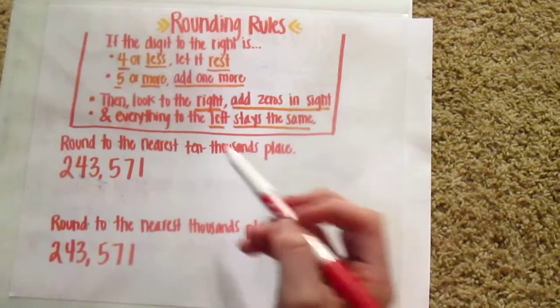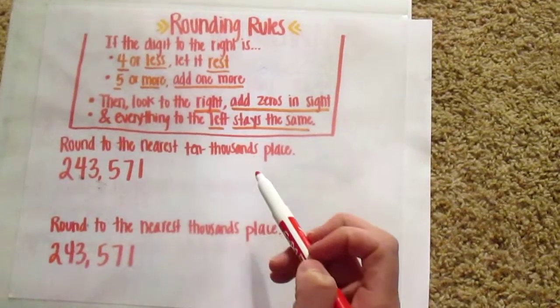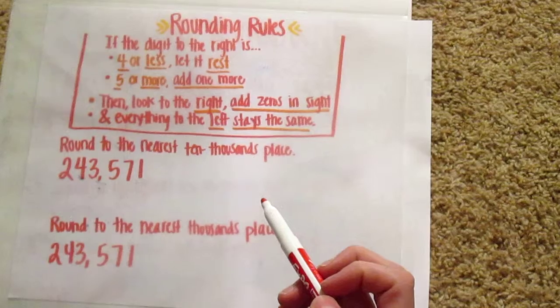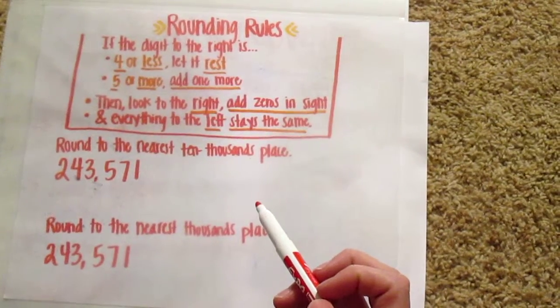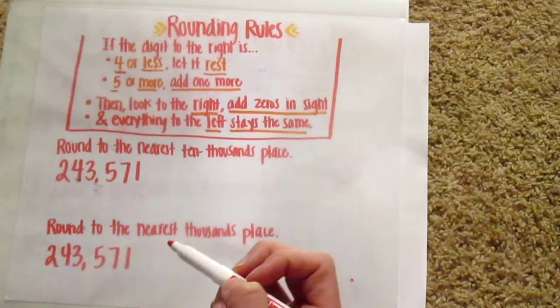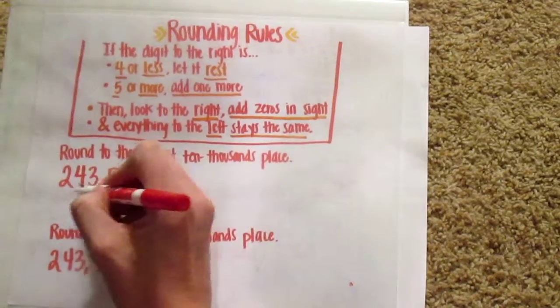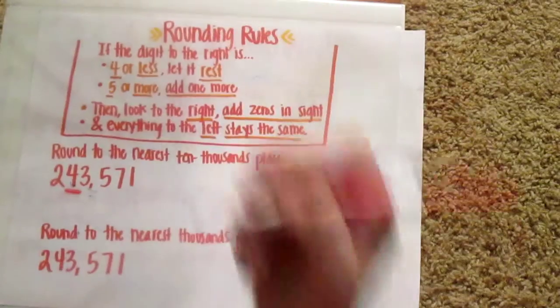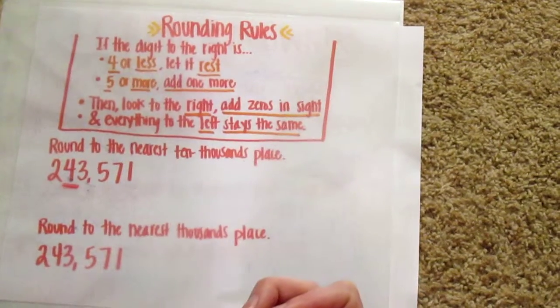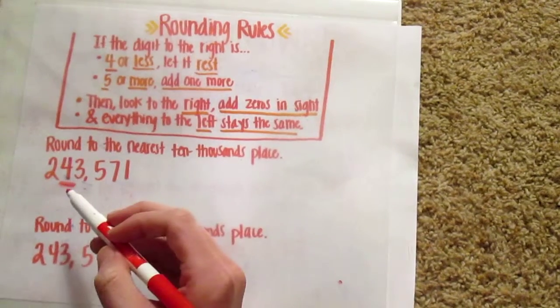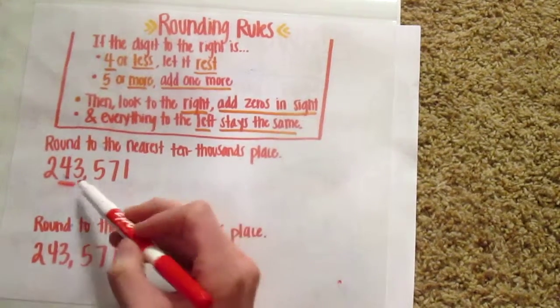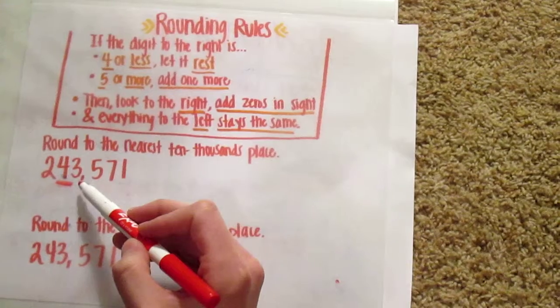So the example says, round to the nearest 10,000th place. So again, to help us remember which place value we're rounding to, we first need to underline the number in that place value, which in this problem, the number in the 10,000th place is 4. Now, this is where the rounding rules come in to help us determine what to do to the underlined number. Looking to the right of the underlined number in the 10,000th place, we have a 3.